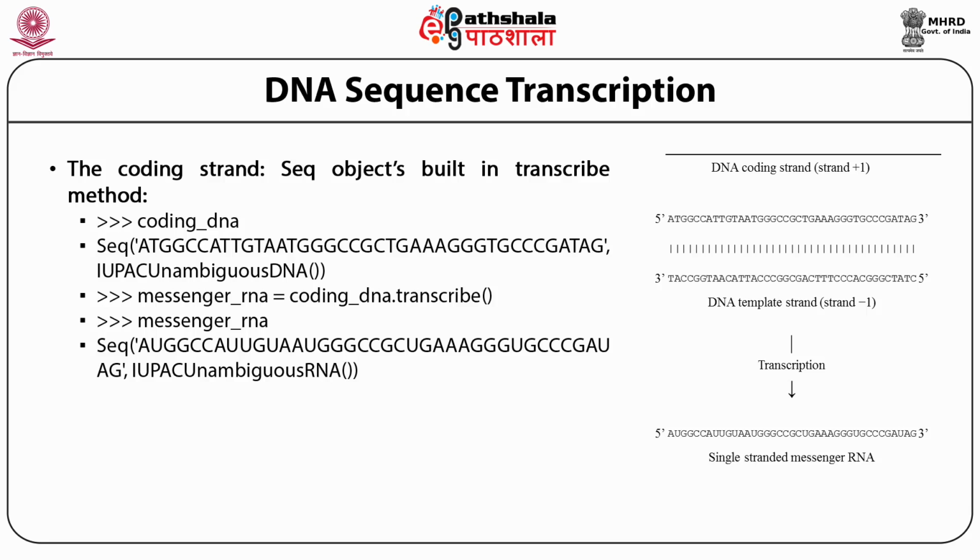So, I say messenger_RNA and I just have to say coding_DNA.transcribe() with empty brackets. All the newly transcribed sequence is present in messenger_RNA. If I want to display that, I just have to type messenger_RNA and it is displayed as a sequence object. You can see all the T's being converted into U's because it is an RNA. The DNA coding strand started with ATG and you see that it has been converted to AUG here. And very importantly, the alphabet information automatically gets converted to IUPAC unambiguous RNA.